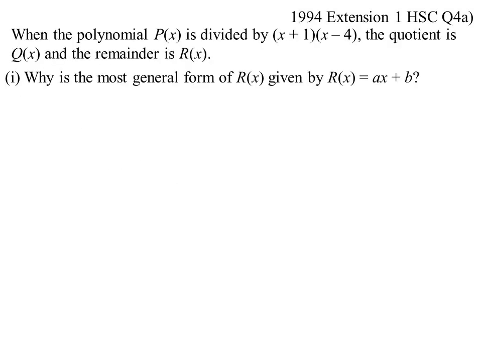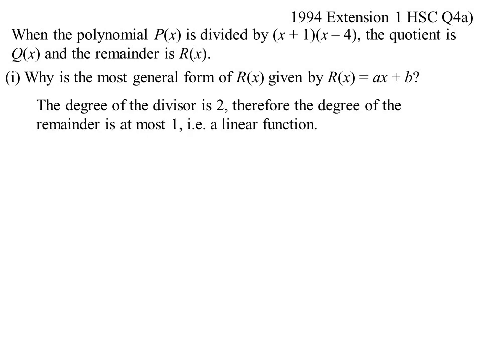Wow, now we're really going back in time, 1994. When the polynomial p of x is divided by, this time it's divided by a quadratic, the quotient is q of x, the remainder is r of x. Why is the most general form of the remainder given by this? So an explanation. And all they're really looking for is that idea, well, the degree of the remainder should be less than the degree of the divisor.